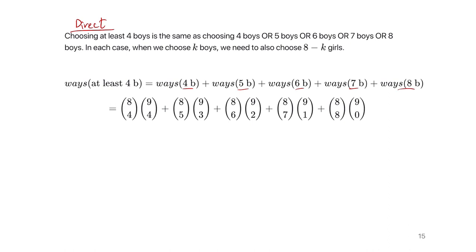And in each case, if I select K boys, I need to select 8 kids total, so I select 8 minus K girls. Right? So if I select 4 boys, I have 4 girls. 5 boys, it's 3 girls. 6 boys, it's 2 girls. 7 and 1, and 8 and 0. Is that clear? And since these are all disjoint cases, like I can't select 4 boys and 5 boys at the same time, so there's no overlap, I just add all of them.